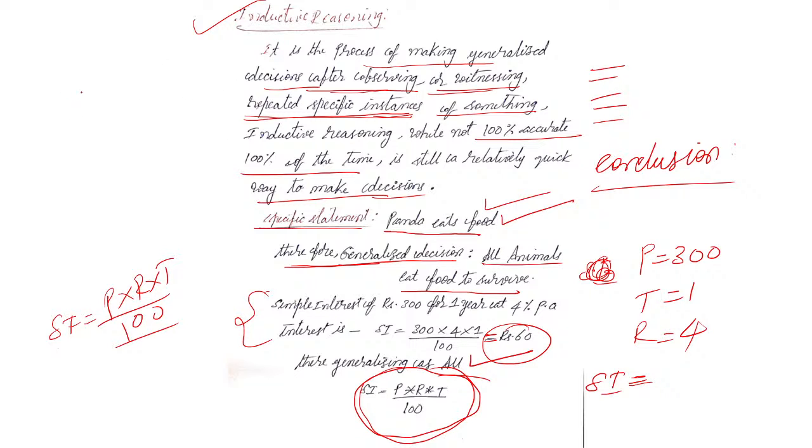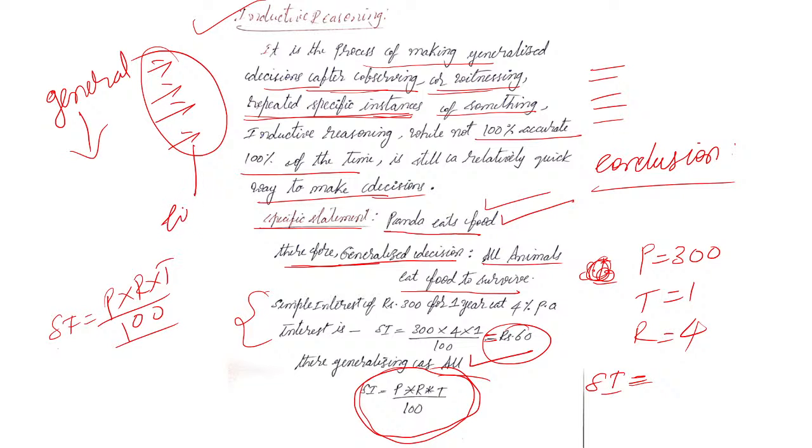In deductive reasoning, initially we take one general statement. From that general statement, we get conclusions. But in inductive reasoning, after observing so many instances, finally we give a conclusion, a final statement of all the observations. Okay.